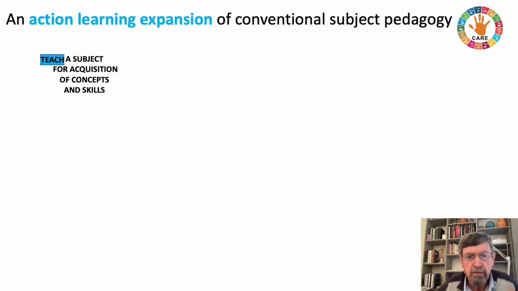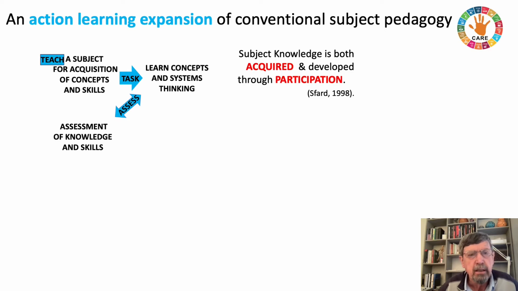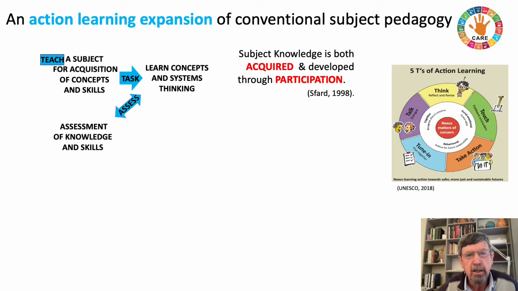And then we develop activities which we task the students to do to learn concepts and develop systems thinking, for example. And then what we do is we assess learning. And one of the key intellectuals who's done some useful work here is Anna Svard. And what she's talked about is the balance between subject knowledge being both acquired, and also developed through participation. And by emphasizing the participation, the action learning idea comes to the fore.